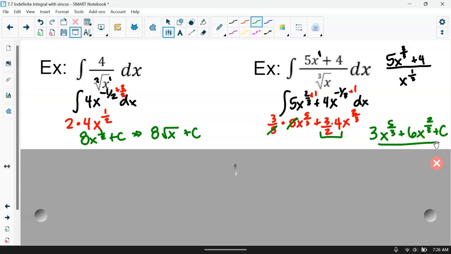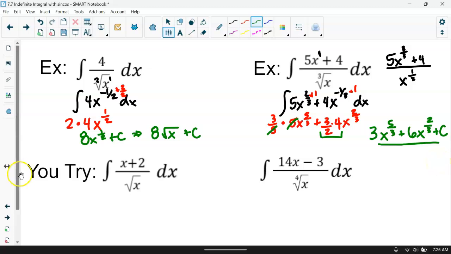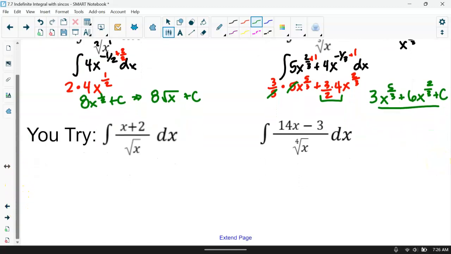Here is our integral. So again, notice the rewriting, it's just now with radicals, and then again, still simplify before you apply the power rule. Go ahead and pause the video and try these two U-tries here on your own.